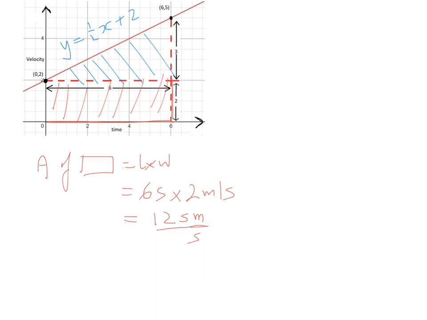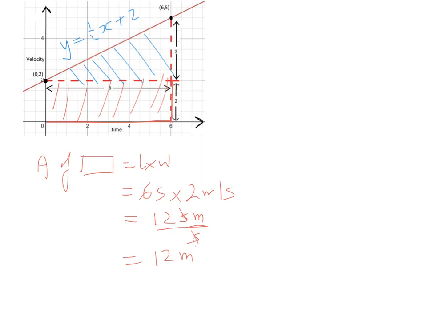And I'm going to do that whole thing there, so I'll just multiply that. Now, we've got 12, and our seconds cancel out, so we're left with 12 meters. That's why we find the area under the graph, because our other unit will cancel.